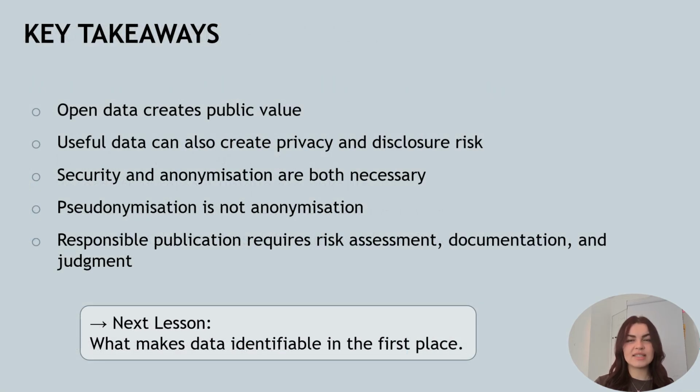This first lesson sets the foundation for the rest of the course. Open data can create important public value, but releasing data responsibly requires more than good intentions. Security protects data while teams work with it. Anonymization helps reduce identification risks in what is released. And throughout the process, the central question remains the same. Can people still be identified, directly or indirectly? And that is exactly what we will examine in the next lesson.